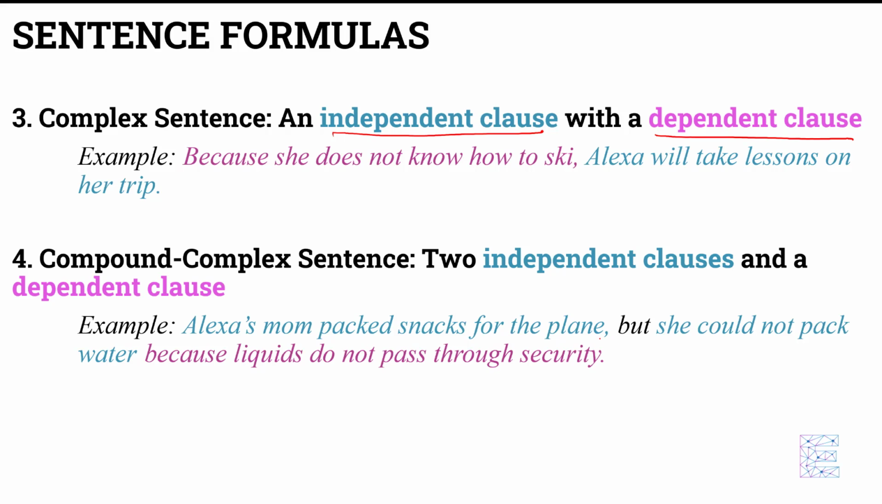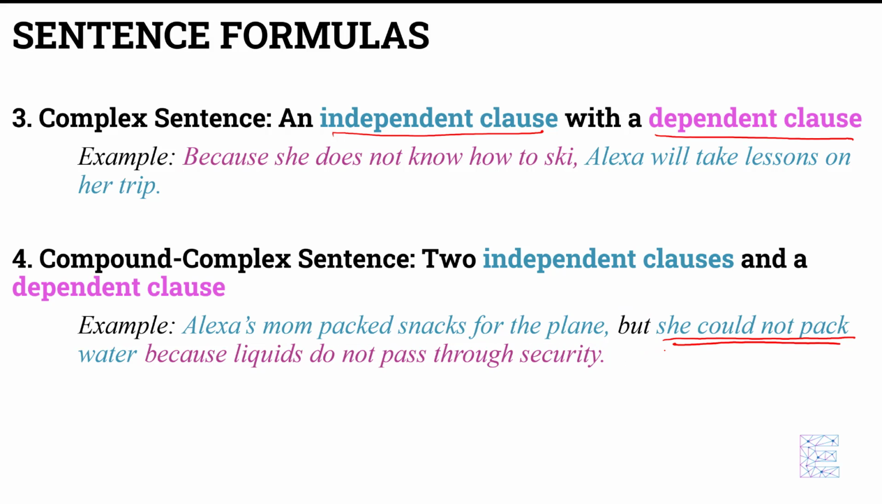Notice how we are conjoining "Alex's mom packed snacks for the plane" with a comma conjunction. That's indicating this next sentence is also a complete thought. It's an independent clause. So let's see. "She could not pack water." Yes: she, subject; could not pack, verb; water. Complete thought.